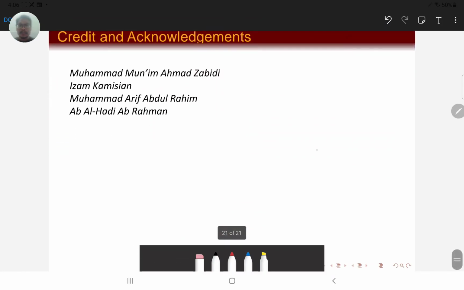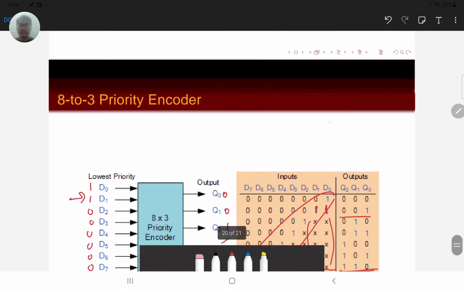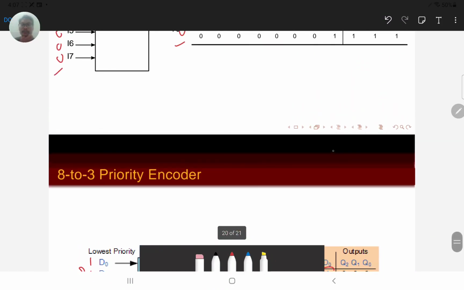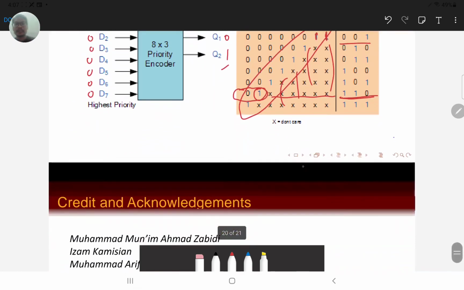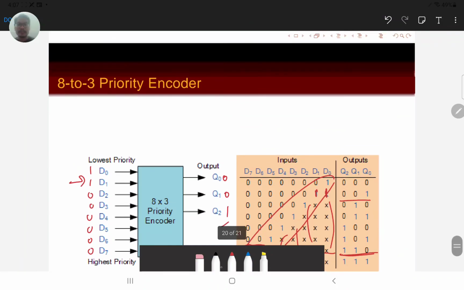Okay, so that's all for the lectures this week. We have covered basically 4 main devices, medium scale integrated devices that we need to know. As a summary, we have covered the multiplexer, with various sizes, 2 to 1, 4 to 1, 8 to 1, and different implementations. This is probably the most important; one of the most important blocks in digital logic is the multiplexer.